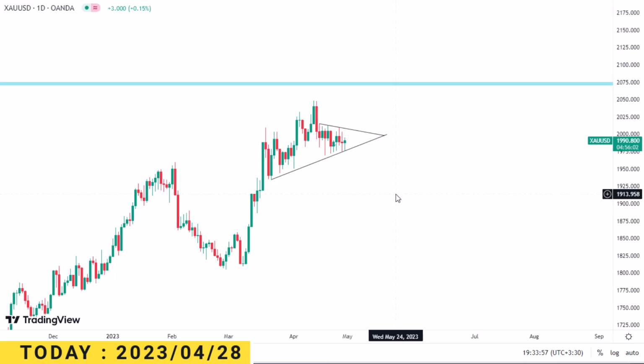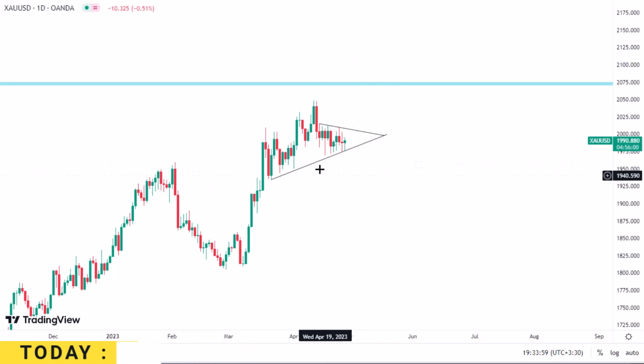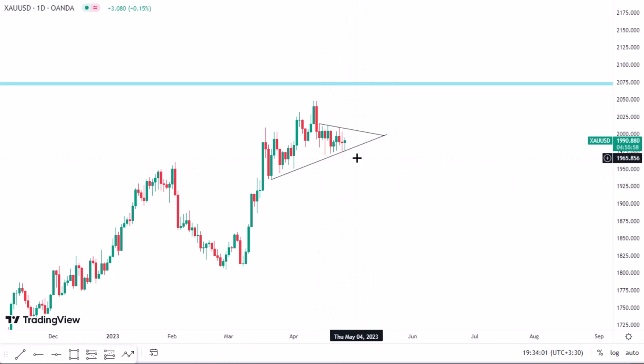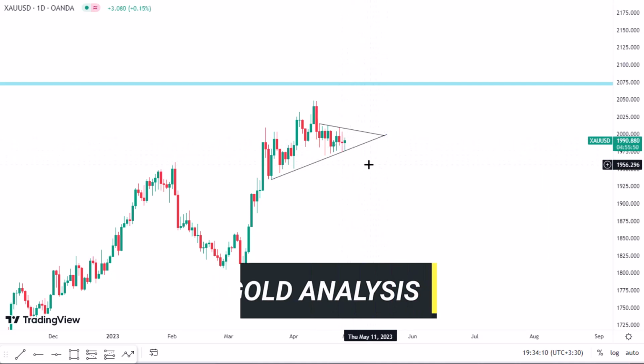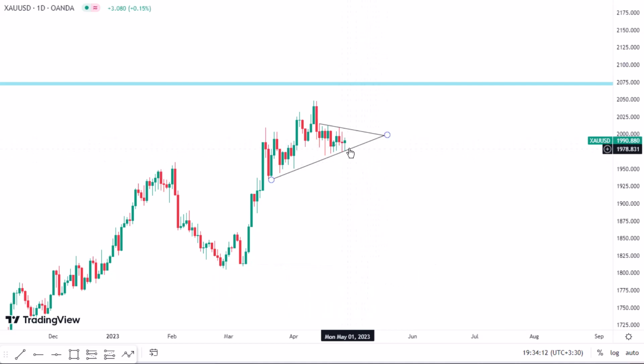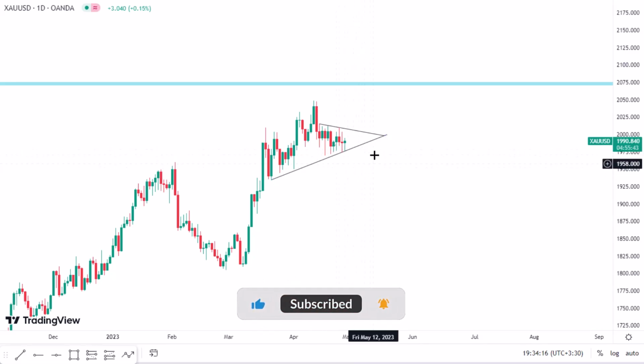Hey traders, welcome back. As you can see here, we are on a gold chart, or XAUUSD chart, and we still have this trend line for the price, which is not broken yet to the downside. If the price can break this to the downside on daily time frame, we will enter sell position.